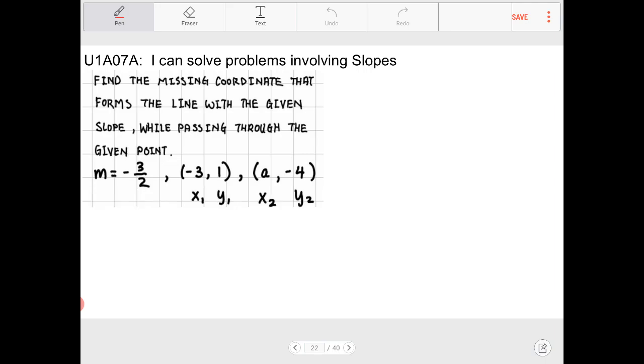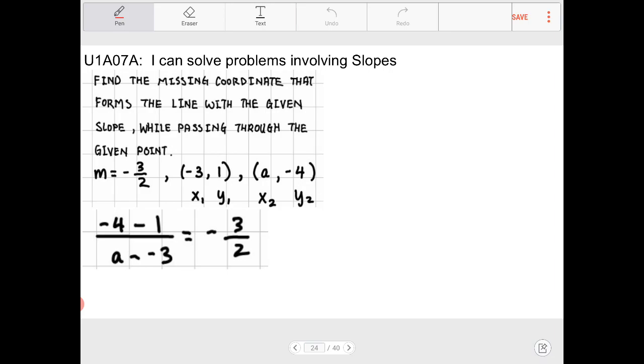Let's take a look. If I call the first coordinate x1, y1 and the second coordinate x2, y2, I can directly apply the slope formula. I do y2 minus y1, so that's negative 4 minus 1, over x2 minus x1, so that would be a minus negative 3. Since this fraction represents the slope, and the slope is negative 3 halves, I can equate this with negative 3 halves.